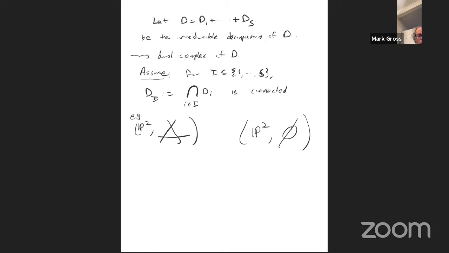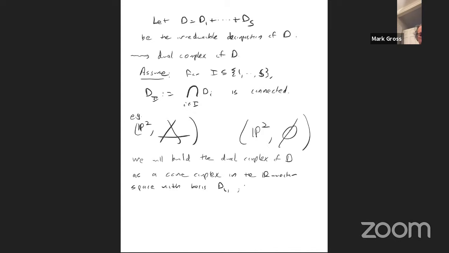Okay, so now from this, we will build the dual complex of D as a cone complex in the R vector space with basis D_1 through D_S.